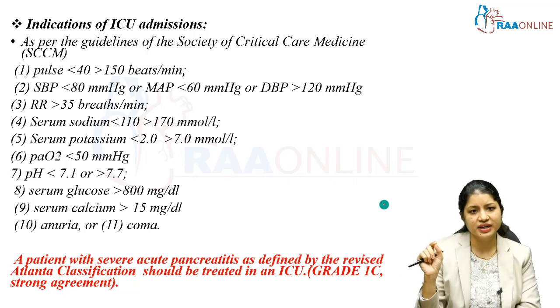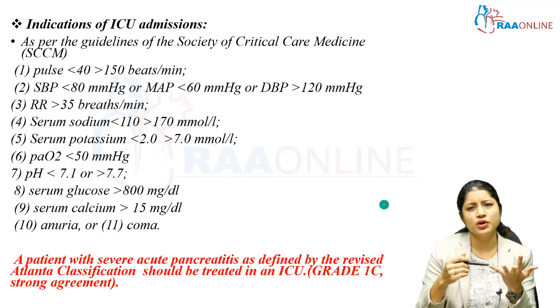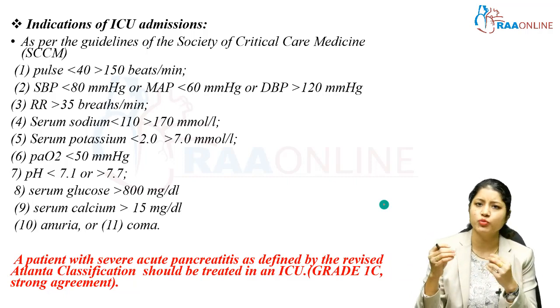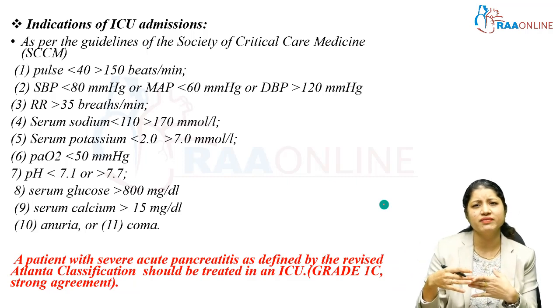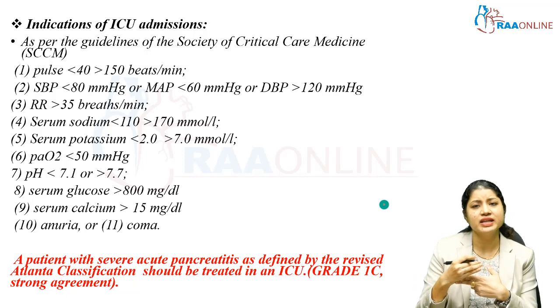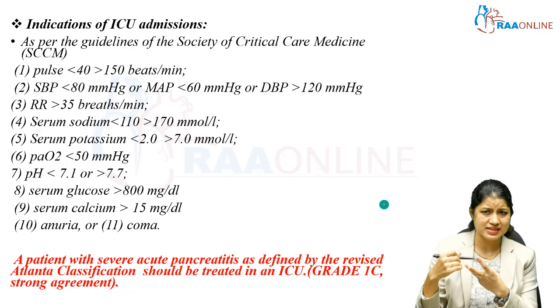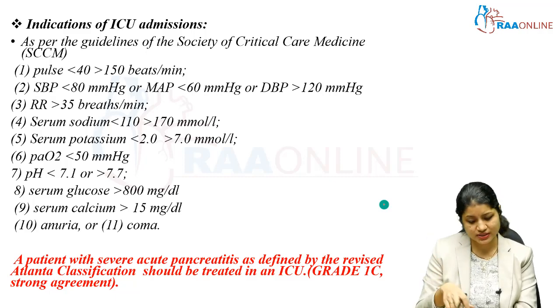As per SCCM guidelines, the usual indications are: any patient having a pulse rate less than 40 or more than 150, or if you think he is hemodynamically unstable and unable to maintain a MAP of more than 60-65, the patient is tachypneic and in distress, dyselectrolytemia with very high or very low sodium or high or low potassium, hypoxia, acidosis, glucose levels being very high or low, calcium levels being very high, or anuria or coma, or GCS less than 8. In addition to this, the revised Atlanta classification also says that severe acute pancreatitis has to be treated in ICU.